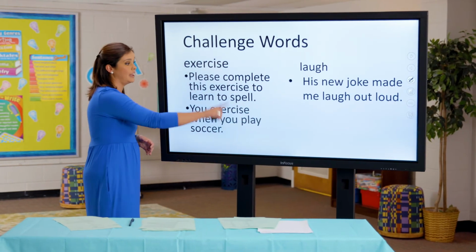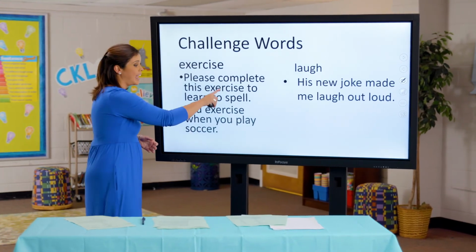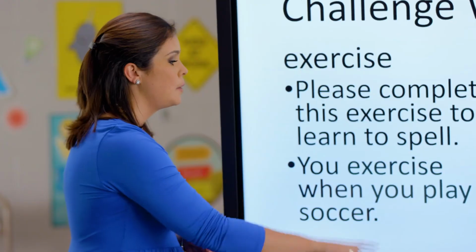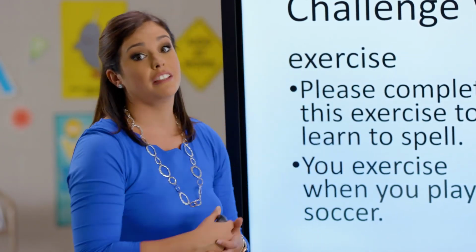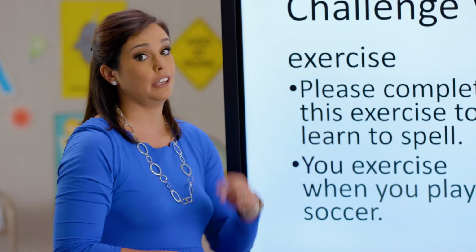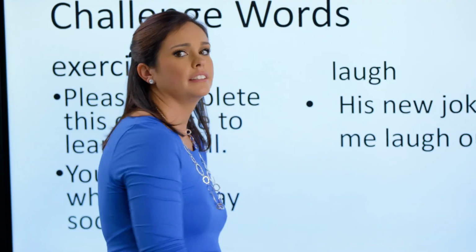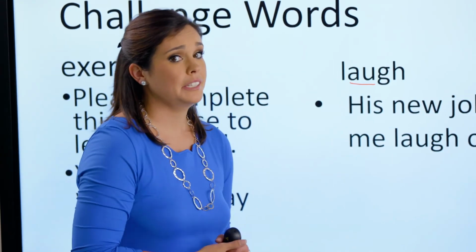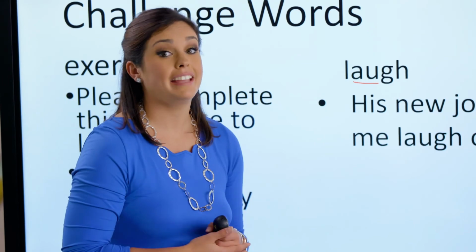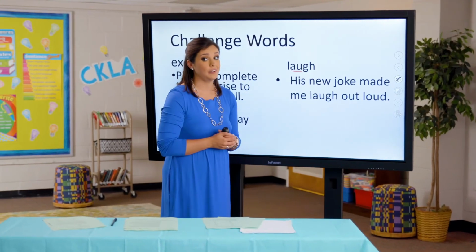Notice how in one sentence we have exercise as a noun, like naming the activity. But in the second sentence, exercise is a verb because it's an action that we're doing. So this word could be used 2 ways. The next challenge word is laugh. Let's take a look at the vowel team AU. Most of the time, the vowel team AU doesn't make the A sound. So this is a really rare spelling, and why this is a challenge word.